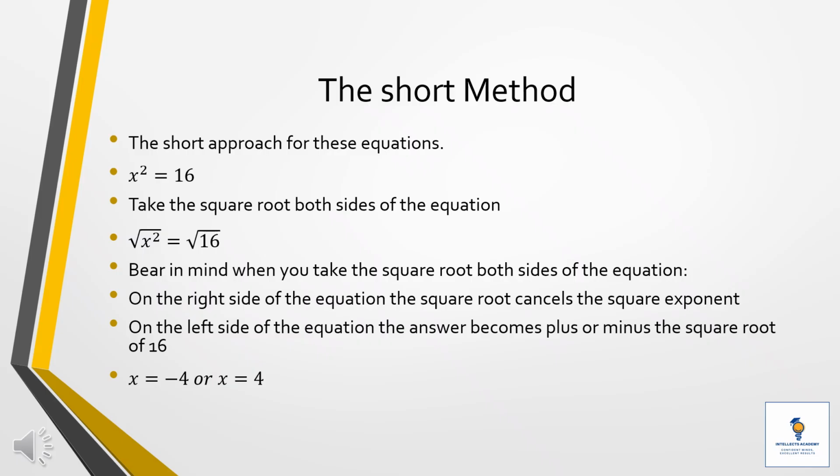There is another short approach to solve this example. This is by applying the square root on both sides of the equation. On the left-hand side, the square root will cancel the 2, and you will be left with only x. On the right-hand side, the square root of 16 is 4, but since you applied the square root, remember that your answer won't be just 4, but it will be plus or minus 4. Therefore, the solution will be x equals negative 4 or x equals 4.